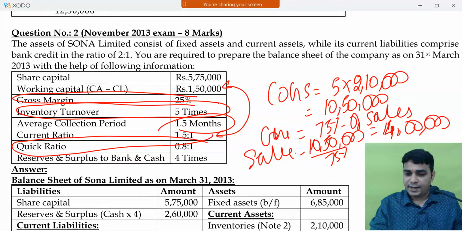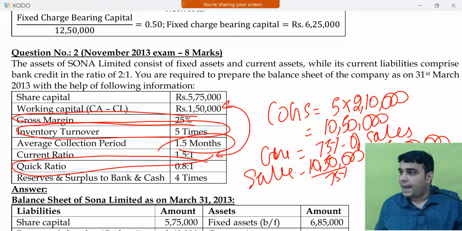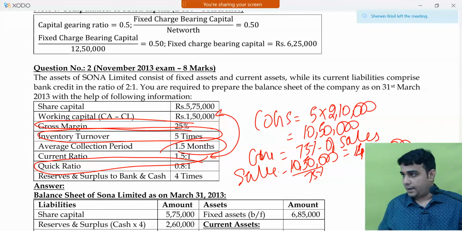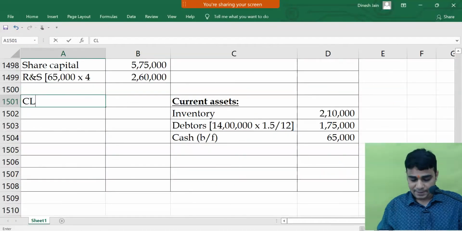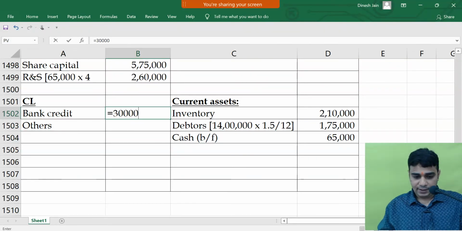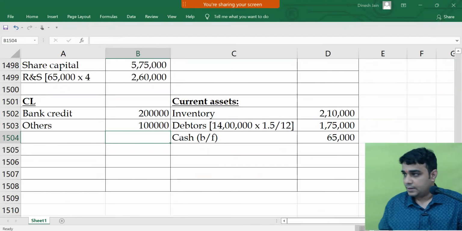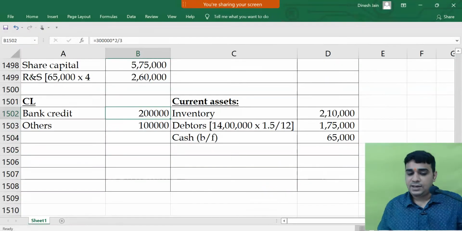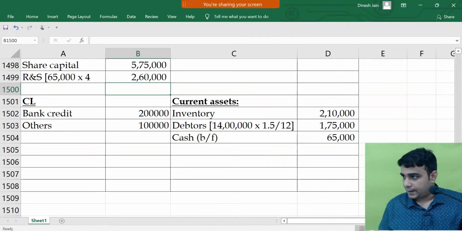The only point I have in the top is current liability comprises bank credit in the ratio of 2:1. Bank credit means short term bank loan. So current liability, I'm going to split it as bank credit and others, 3 lakh into 2 by 3 and 3 lakh into 1 by 3, 2:1. They said bank credit in the ratio of 2:1. So of that 3 lakh of current liability, 2 lakh is bank credit, others is 1 lakh.